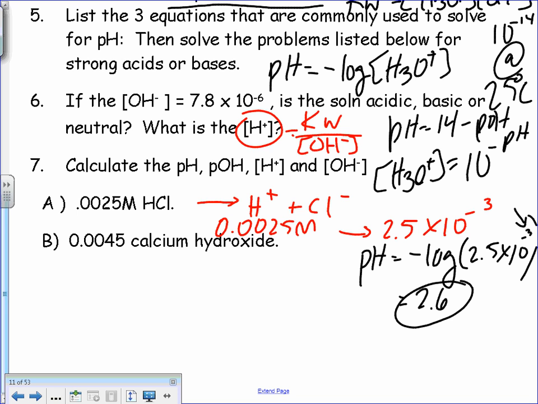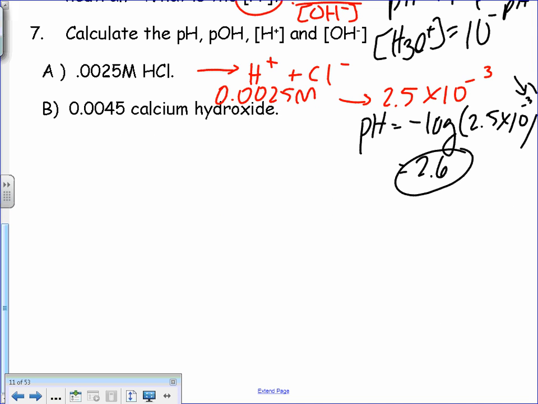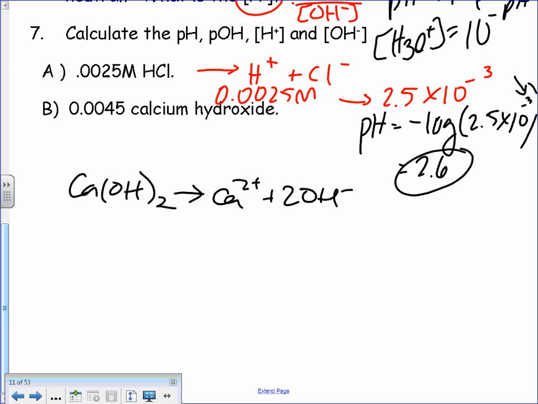And then calcium hydroxide, what happens with it? It ionizes completely, but to what? Ca2 plus and 2 OH minus. That's what I want to hear, the fact that there are 2 of these. So then what do I assume about the hydroxide concentration? I'm going to transpose this here. You need to write this down.